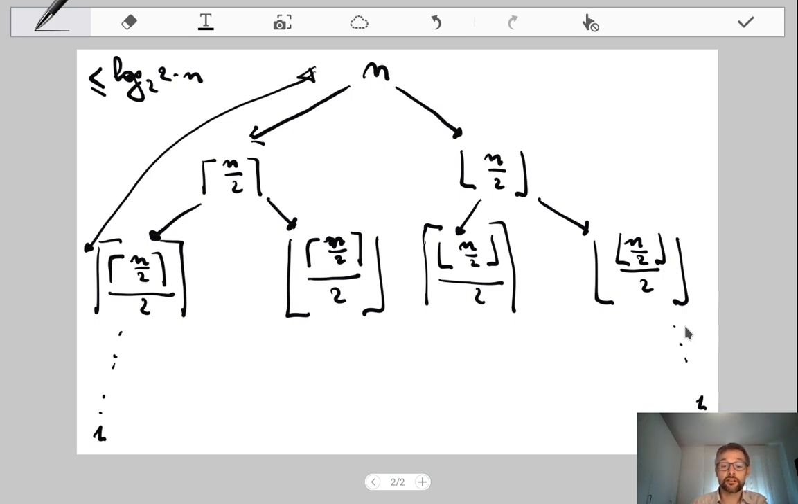n is smaller or equal than the next power of 2, and for sure the next power of 2 is smaller than 2 multiplied by n. This is a strict inequality, smaller, not smaller or equal. So what about the right side?